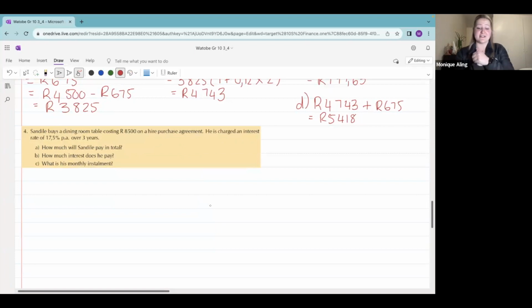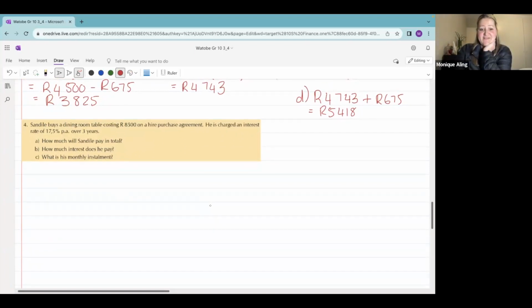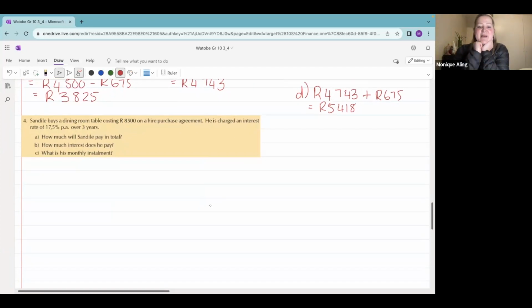Slightly different setup, slightly different questions. Okay, so let's have a look at it. Sandile buys a dining room table costing 8,500 rand on a hire purchase agreement. He is charged an interest rate of 17.5% per annum over 3 years. Do we notice something different here? They haven't said anything about a deposit. And they gave us years. The other questions have given us months.